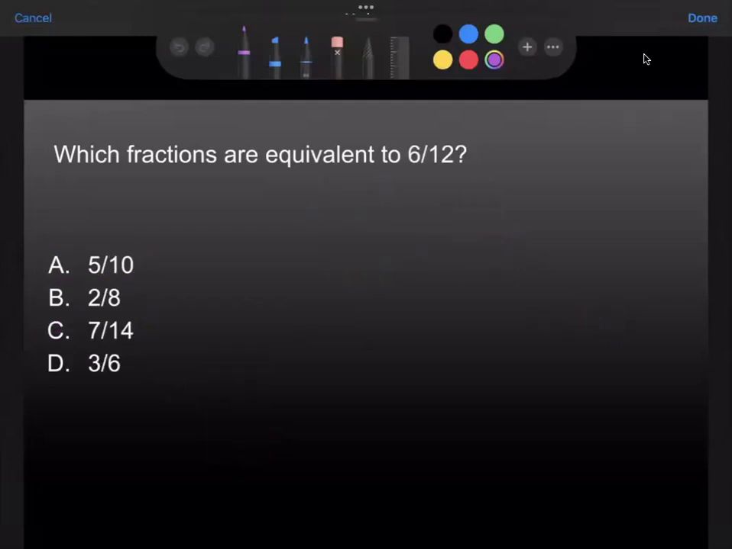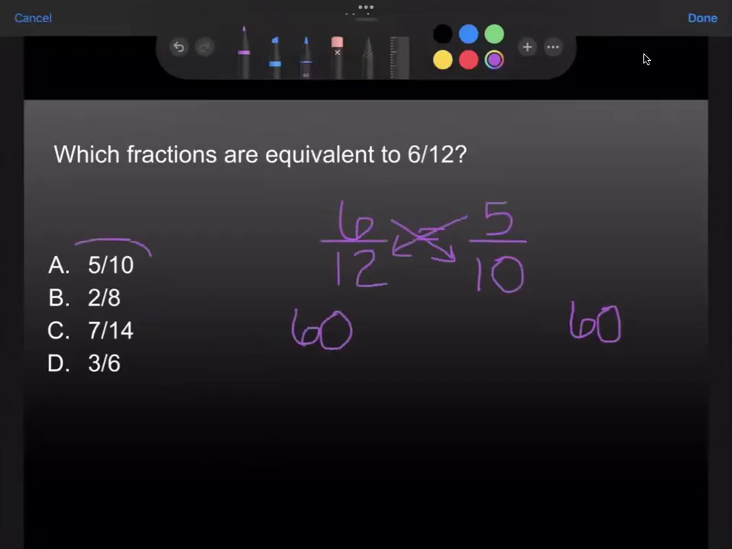Okay, here's our next example. We are trying to see which of these fractions is equivalent to 6 over 12. So let's try 5 over 10, our first choice. Now to go from 6 to 5 or 12 to 10 using division, kind of hard to see. So I'm going to go ahead and do cross multiplication. 6 times 10 is 60, and then 5 times 12 would also be 60. So that means 5 over 10 is equivalent to 6 over 12.